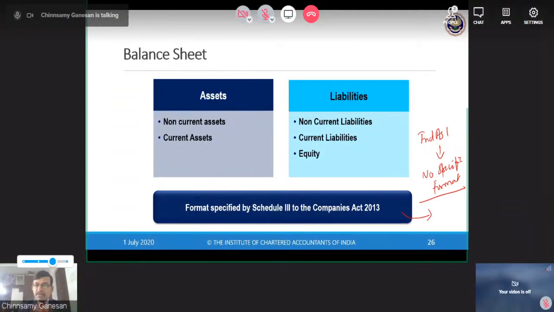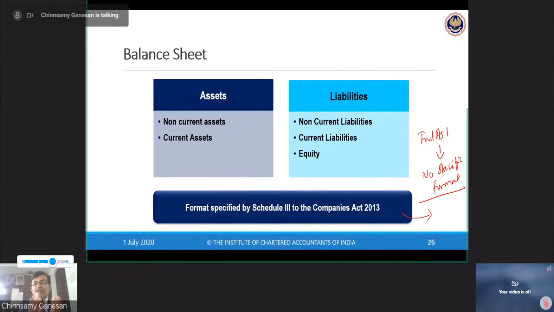So the format will be in accordance with Schedule 3, and the disclosure required by Schedule 3 will be in addition to the disclosure as per Ind AS. That means notes on accounts, whatever we are giving as per Ind AS, plus the requirement as per Schedule 3 has to be taken into consideration. But the format will be in accordance with Schedule 3 because it prescribes the exact format.